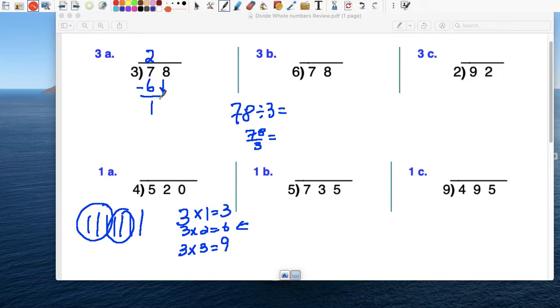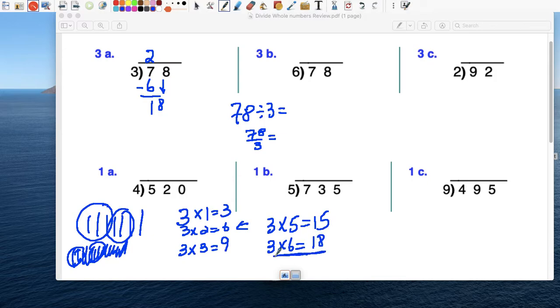And now we bring the 8 down. So how many times can I make groups of 3 with 18 sticks? Go through your times table again. Let's try 3 times 5. 3 times 5 is 15. I have 5 groups. Can I make more? Let's try 3 times 6. Oh, look at that. I can make one more. So with 18, I can make 6 groups of 3. 3 times 6 is 18, and I don't have any remainder. So 78 divided by 3 is 26, or 78 over 3 is also 26.